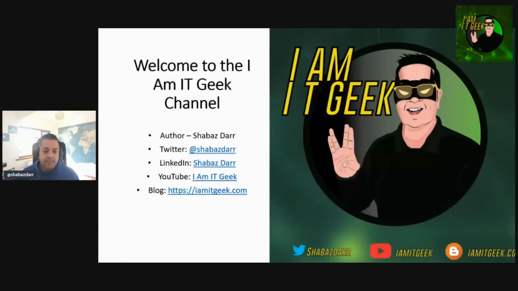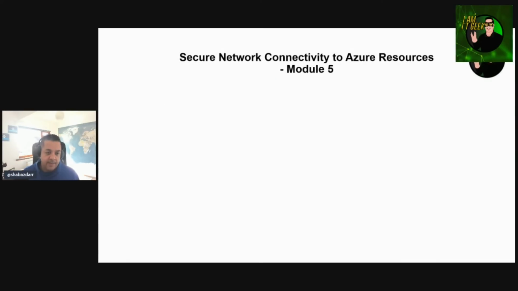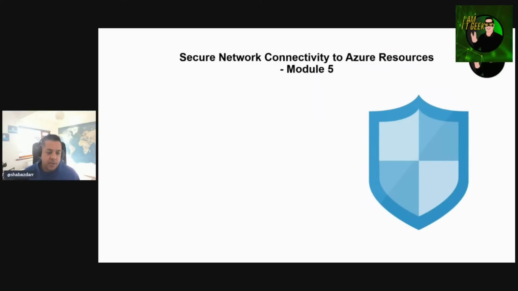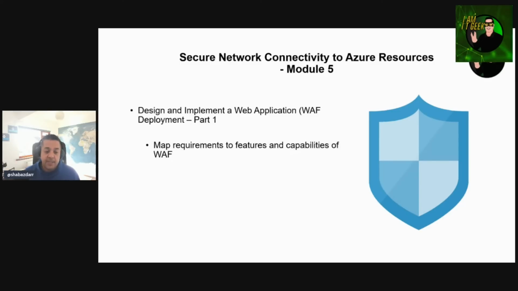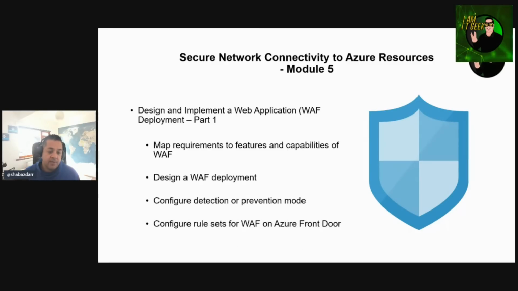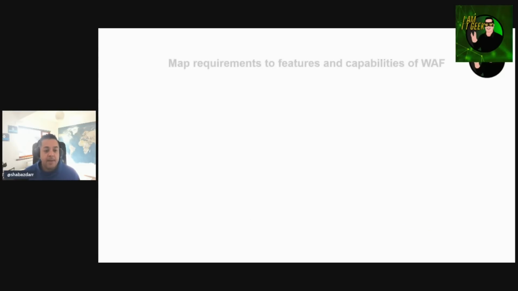So, as mentioned, we are still on Module 5, which is Secure Network Connectivity to Azure Resources. Today we're going to talk about designing and implementing a web application firewall, or WAF, deployment. So this is part 1. We'll talk about mapping requirements, features and capabilities of a WAF. We'll talk about designing a WAF deployment, then configuring detection or prevention mode, and finally we'll talk about configuring rule sets for WAFs on Azure Front Door. Now, there's no lab in this one, so we're going to have a big lab to finish the series. Hopefully I'll whiz through the content for you, and I won't bore you too much. Let's talk about mapping requirements, the features and capabilities of a web application firewall first.